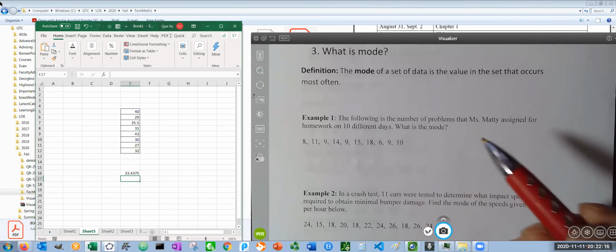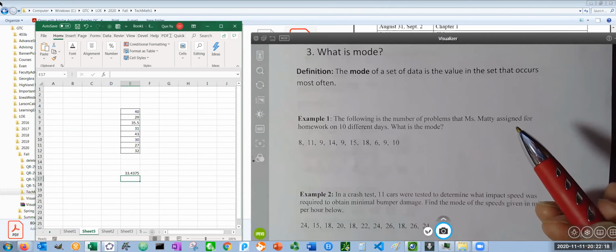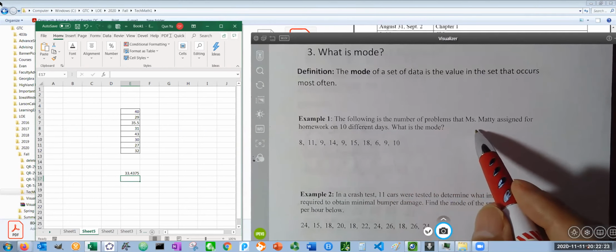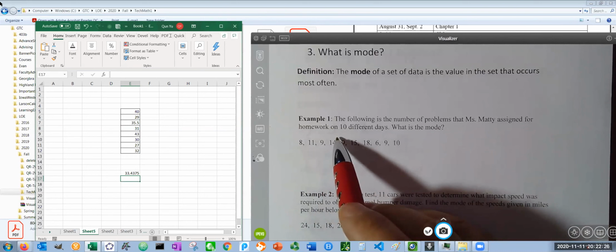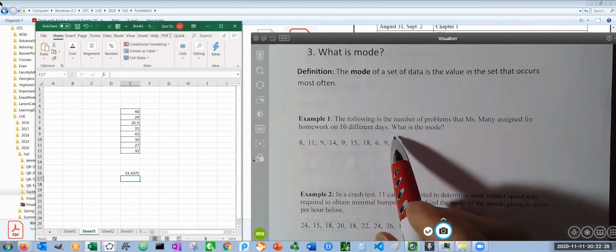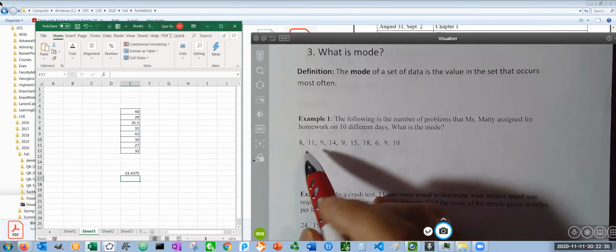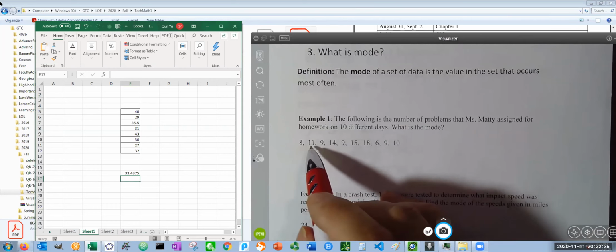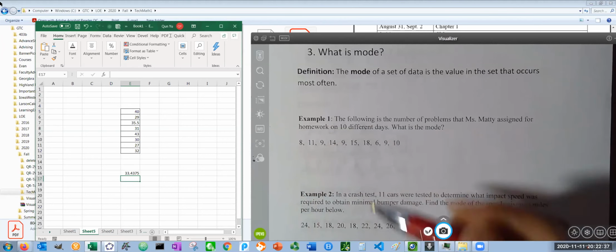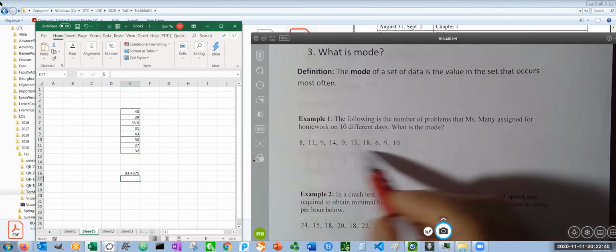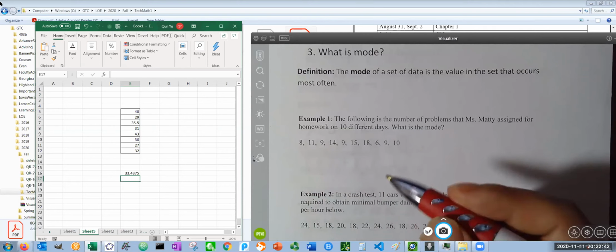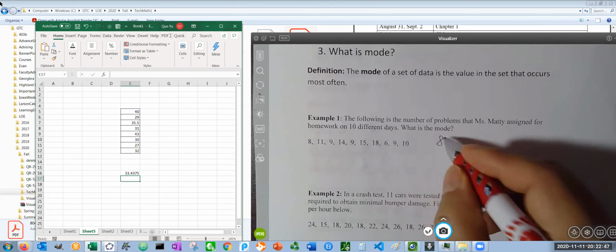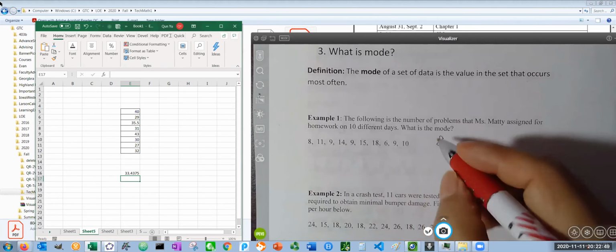Now we look at 2 examples here to demonstrate this. The following is a number of problems that Ms. Matty assigned for homework on 10 different days. What is the mode? So apparently on day 1, she assigned 8 problems, day 2, 11 problems, and so on. Since we are looking for the mode, this is the values. Mode represents the value with highest frequency. So let's look at the frequency of each number. It doesn't matter which order you do that.